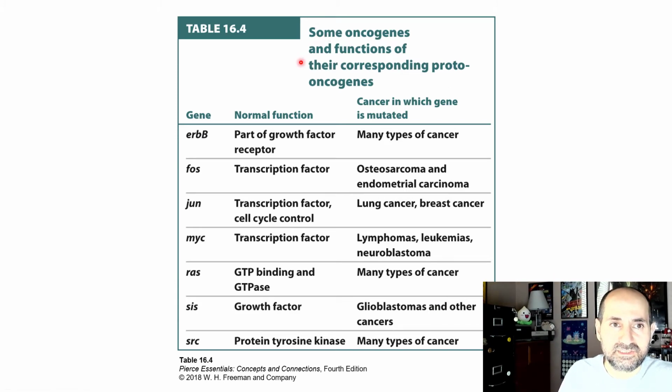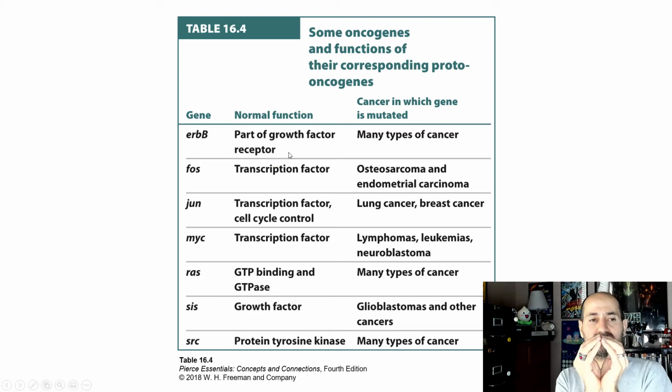Here are some examples of oncogenes and the functions, their corresponding proto-oncogenes. So here's an oncogene, okay? This is the mutated oncogene. This is the normal function of the proto-oncogene that it came from. The proto-oncogene was part of growth factor receptor. And so, you need a growth factor receptor. This was the example I was telling you about. So the ERBB gene, normally, its job is to be a receptor, and if there's growth hormone around, to tell the cell divide, right?